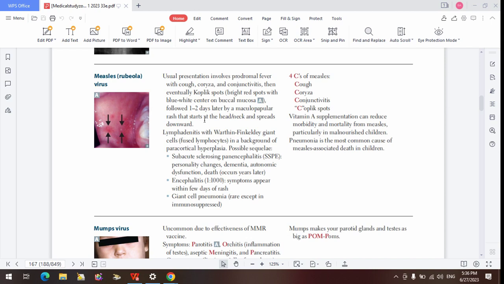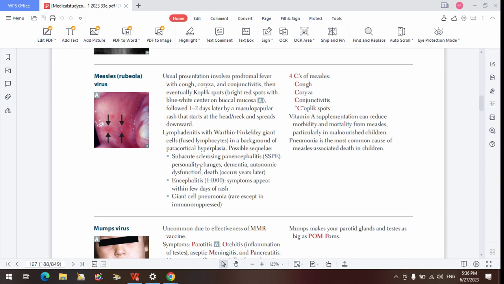So what are the peculiarities? Measles is a virus. You are going to have lymphocytic response to it. So we call something the Warthin-Finkeldey cells. The Warthin-Finkeldey cells are just fused lymphocytes within the lymph nodes. The lymphocytes that are particularly responding to them are the T cells. So they are going to fuse together and form these giant cells that we call the Warthin-Finkeldey. So it's one of those peculiarities of measles. Because of that proliferation, that aggregation, you are going to have paracortical hyperplasia.